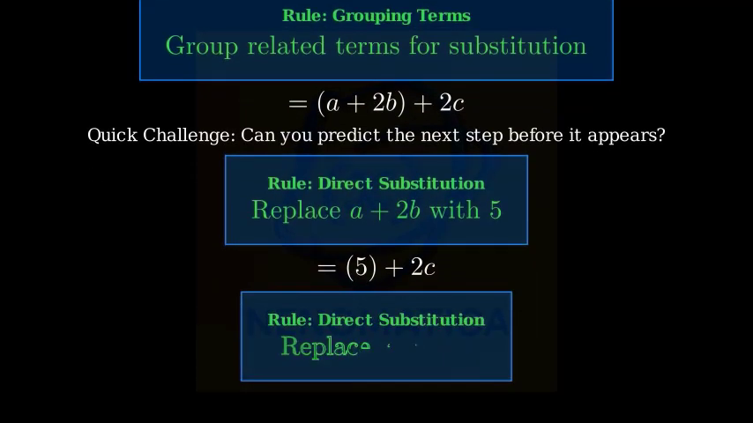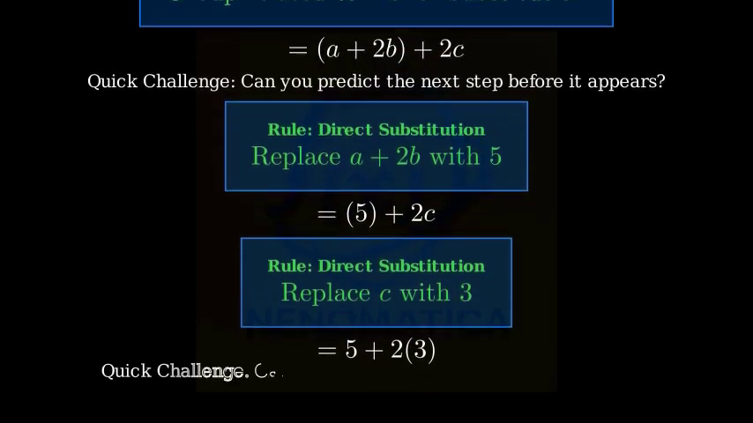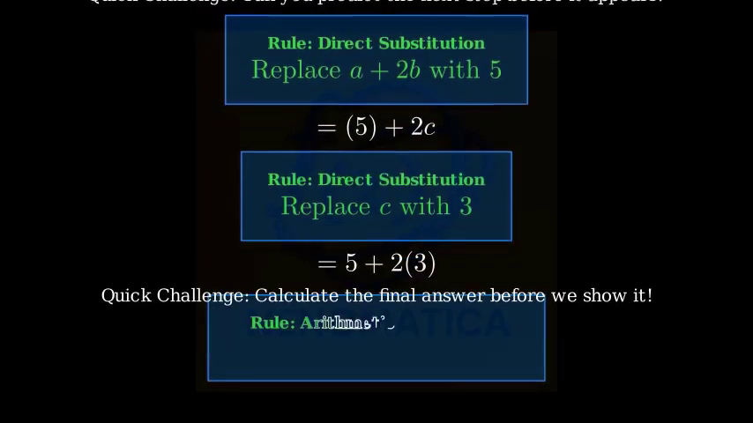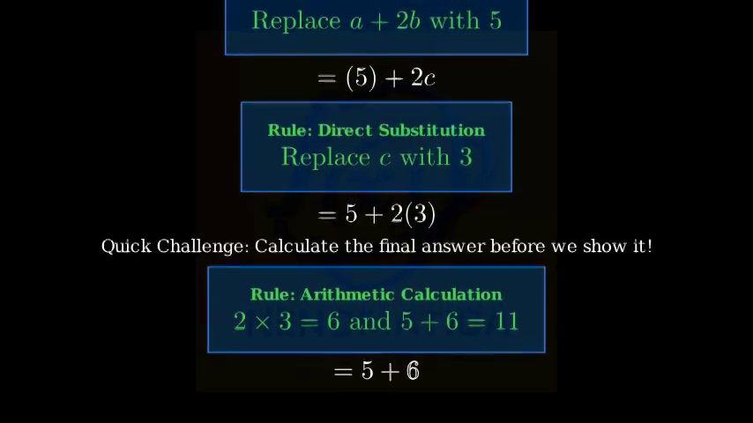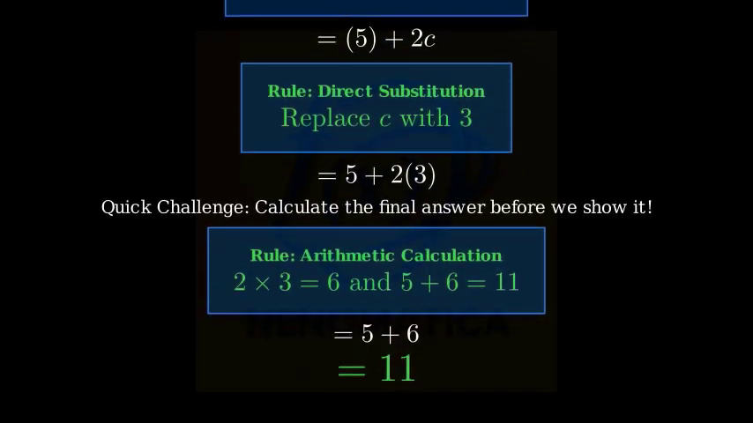Next, we substitute c equals 3 into our expression. Finally, we calculate 2 times 3, which is 6, and add it to 5. 5 plus 6 equals 11. Therefore, the value of a plus 2 times the quantity b plus c is 11.